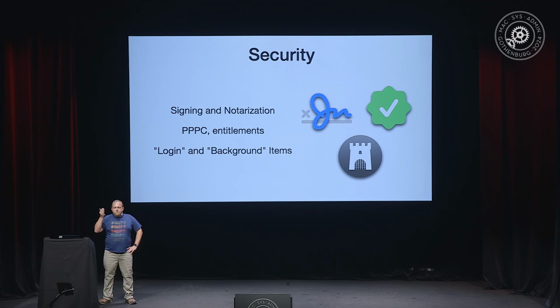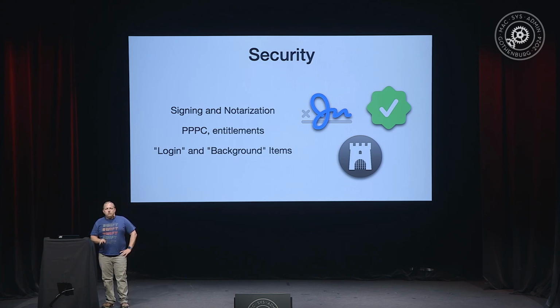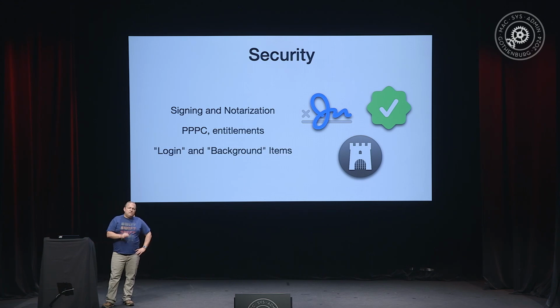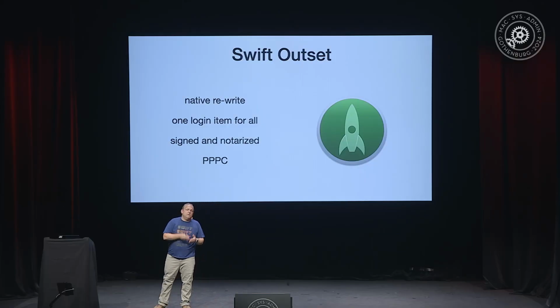This is the main thing. All the security requirements that we now have in macOS require some form of signing and notarization, messing with certificates, dealing with privacy preferences policy control, PPPC, entitlements, background approvals, all of these things. They are hugely painful with shell scripts. They're still kind of painful with native binaries, but much easier to handle. One example is Bart Reardon's Swift Outset. Outset used to be a Python tool. Bart Reardon rewrote it a few years ago in Swift. One login item to rule them all, needs a ton of entitlements and PPPC and background item approvals.